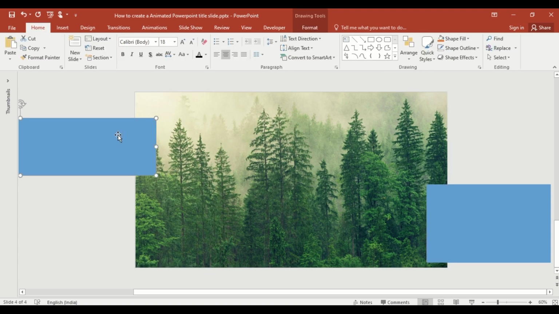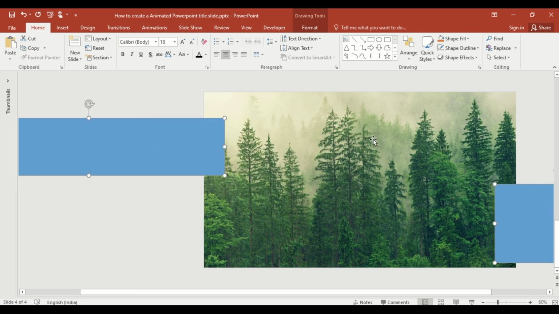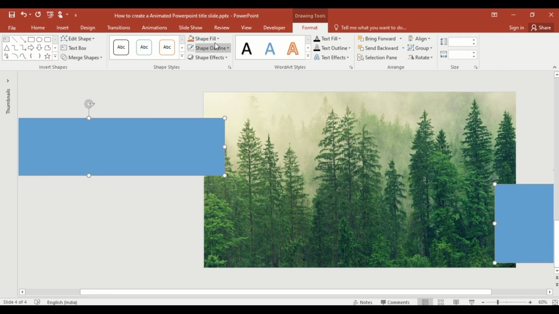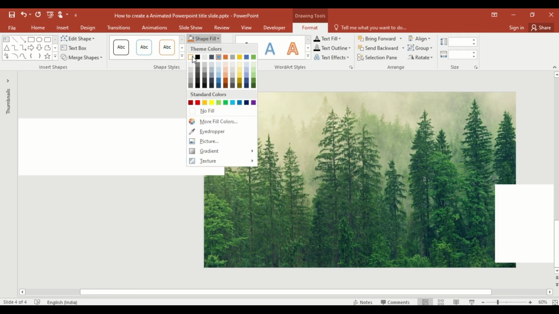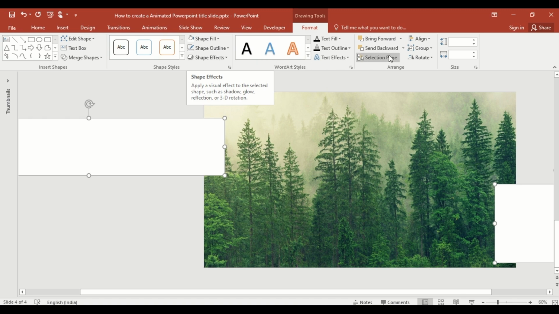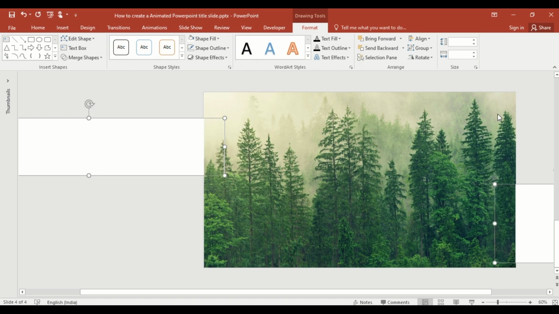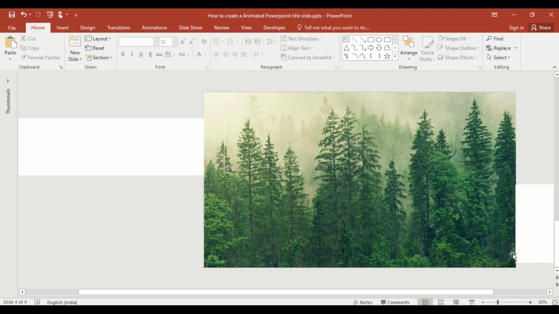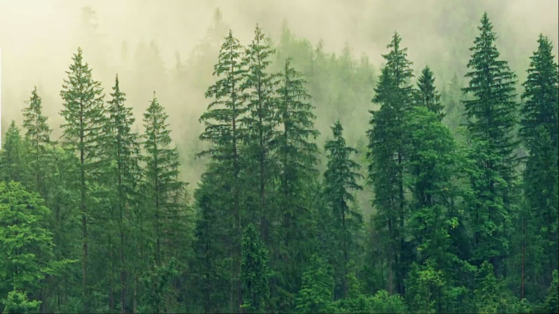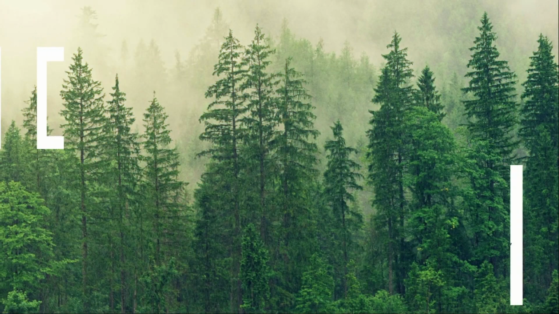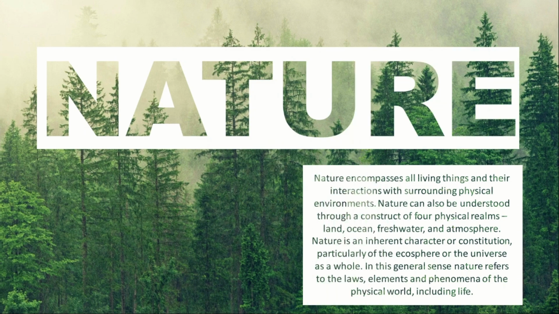For a clean finish, select both rectangle shapes and select white color from shape fill and set them backward. Now let's preview the slide in slideshow mode to see the final animated effect. And that's it. You have just created an animated PowerPoint title slide that's perfect for your presentation.